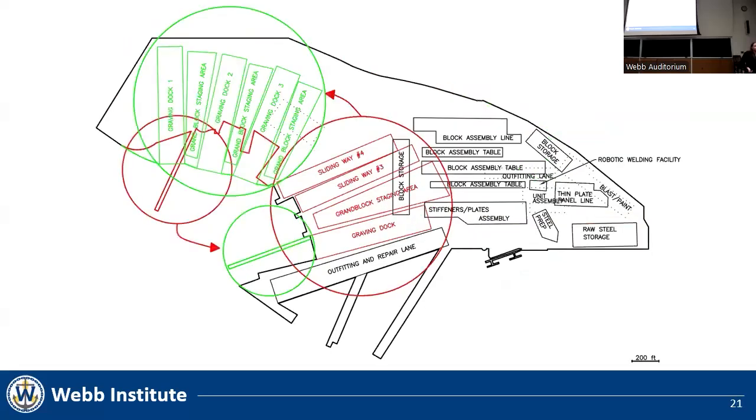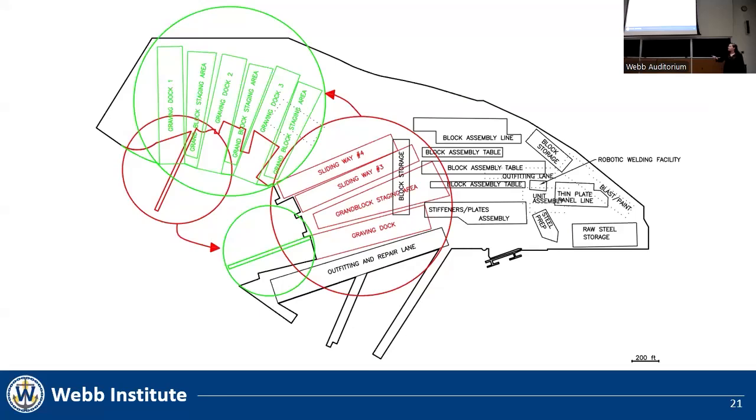The next major decision I made was moving the launch facilities to the north side of the yard. I also made the decision to change the launch facilities from the 2 sliding ways and 1 graving dock to all 3 graving docks. While sliding ways are a traditional method of launch, these become problems when you're trying to align blocks on an incline. Thus, changing to graving docks allows for the blocks to be aligned on level ground, which will increase efficiency.